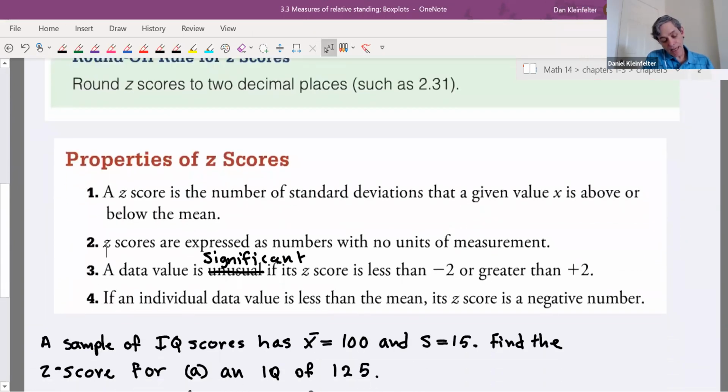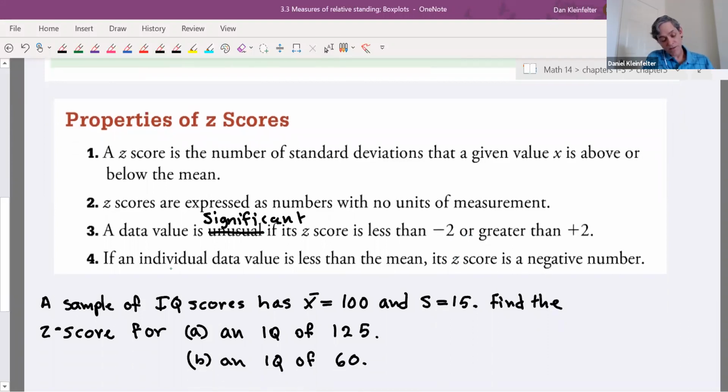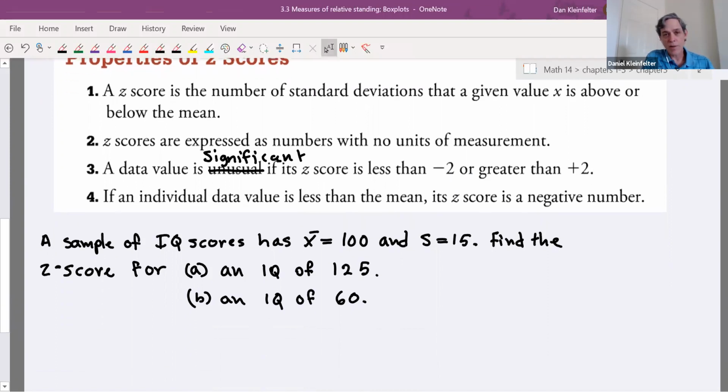Okay. A data value is what's called significant. Some books say unusual, but our book is going to say significant. A data value is significant if its z-score is less than -2 or is greater than +2. And what that means is basically that the data value is below 2 standard deviations below the mean or above 2 standard deviations above the mean. Okay, if an individual data value is less than the mean, it's going to have a negative z-score. So that's important to know. A negative z-score is going to correspond to just being below the mean.